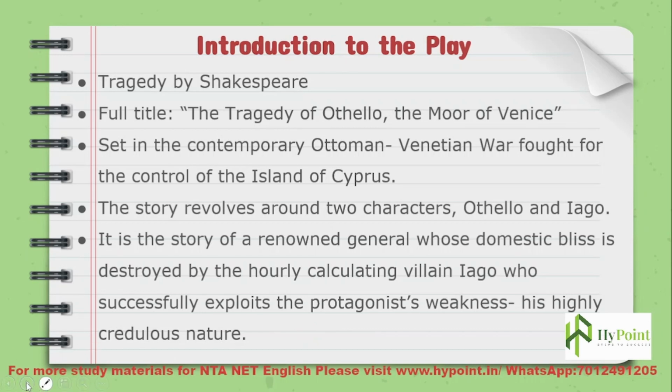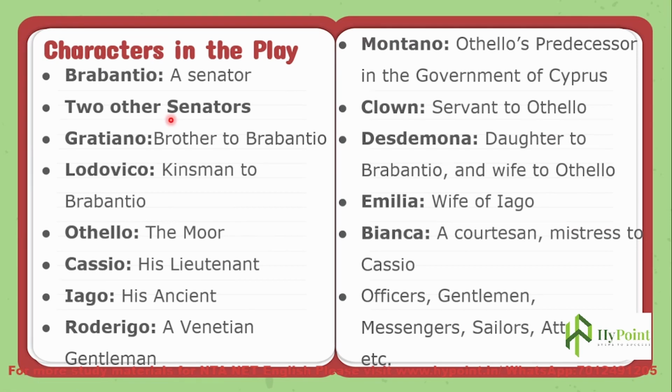Okay, let's go deep into it later. Now let's see the major characters in the play. Brabantio is a senator, and two other senators we can see in the play. Gratiano is brother to Brabantio. Then Lodovico is a kinsman to Brabantio. Then Othello is the Moor, the protagonist. Then Cassio is the lieutenant of Othello. Mainly Iago got a problem with Othello because Othello chose Cassio as his lieutenant over Iago. Okay, so that was the first spark.